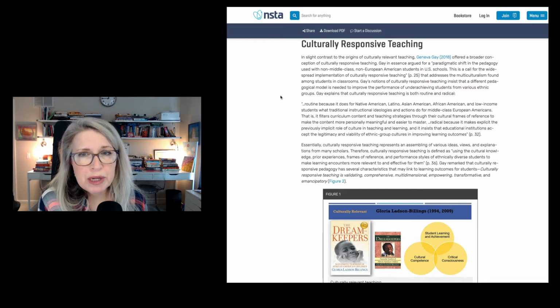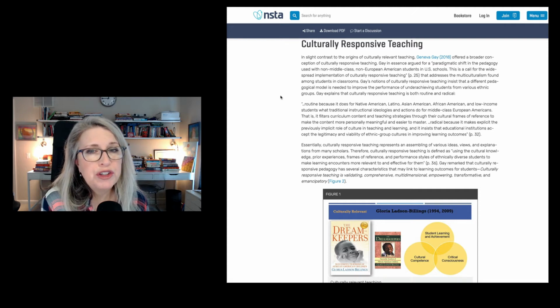Gay explains that culturally responsive teaching is both routine and radical. Routine because it does for Native American, Latino, Asian American, African American, and low-income students what traditional instructional ideologies and actions do for middle-class European Americans. That is, it filters curriculum content and teaching strategies through their cultural frames of reference to make the content more personally meaningful and easier to master. Radical because it makes explicit the previously implicit role of culture in teaching and learning, and it insists that educational institutions accept the legitimacy and viability of ethnic group cultures in improving learning outcomes.